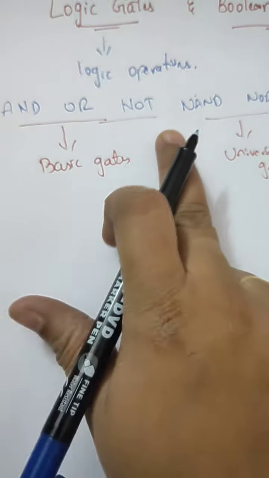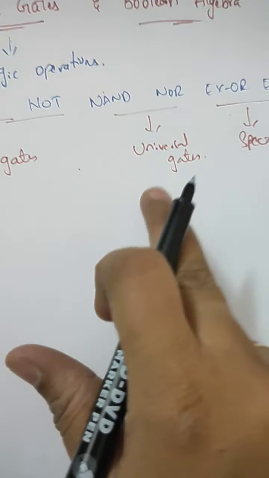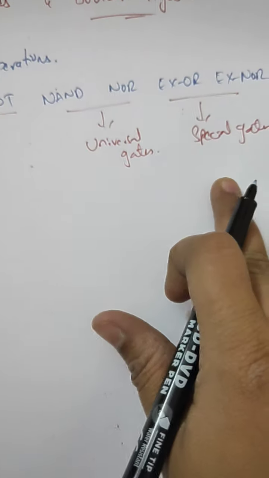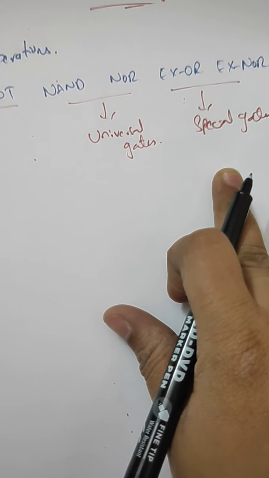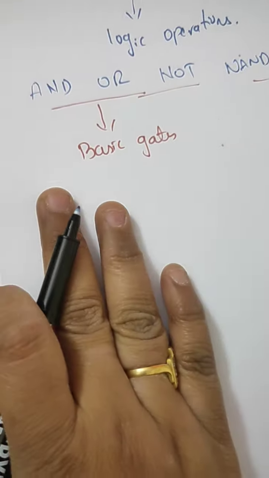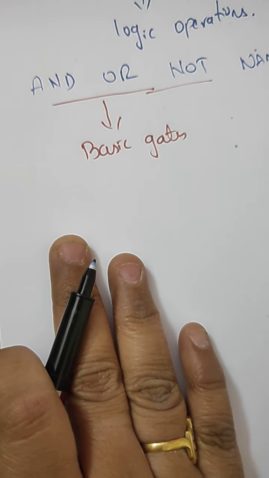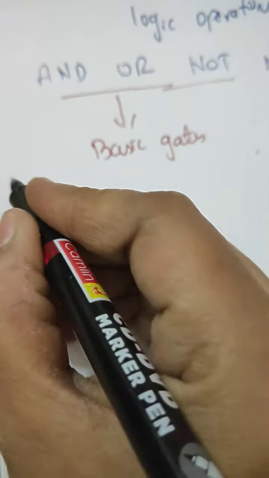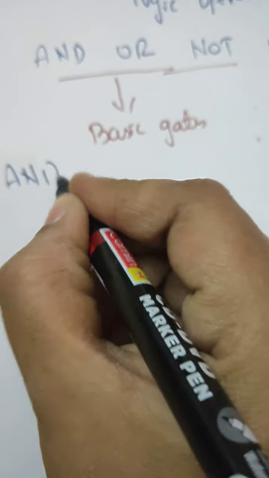So out of this you have to say that AND, OR, NOT are the basic gates, NAND, NOR are the universal gates, XOR and XNOR are the special gates. Coming to the basic gates, basic things have been started from this. So I'm going to start with the AND gate.